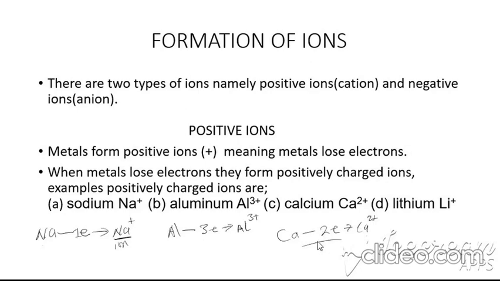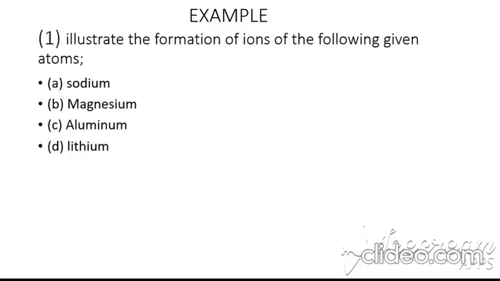So you need to know this. This is very much important. Okay, now let's do an example so that you can understand what I'm doing. The question says: illustrate the formation of ions of the following given atoms. I'm going to illustrate for sodium and magnesium, and then aluminium and lithium you can do on your own. So let's start with sodium.